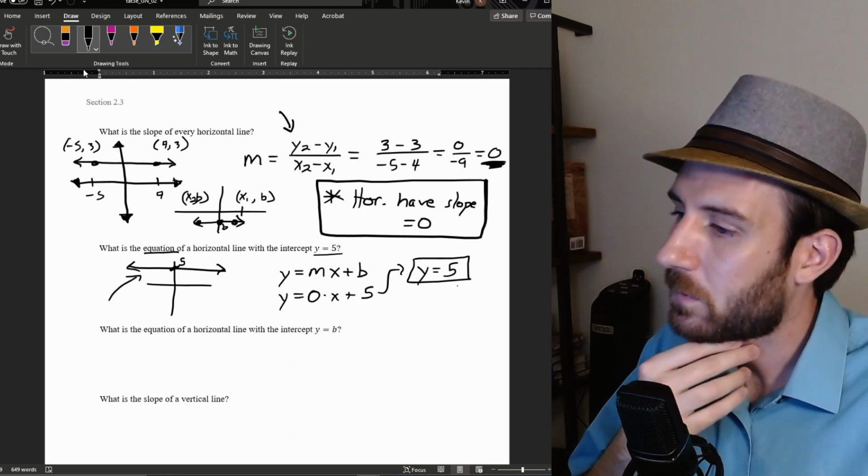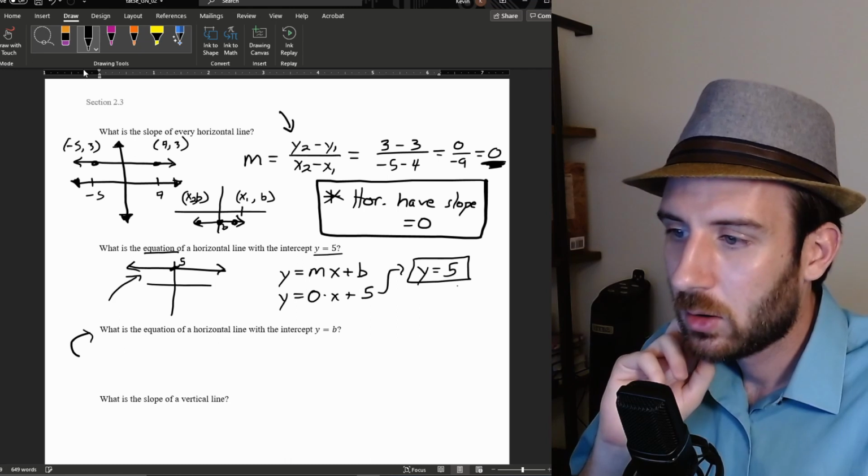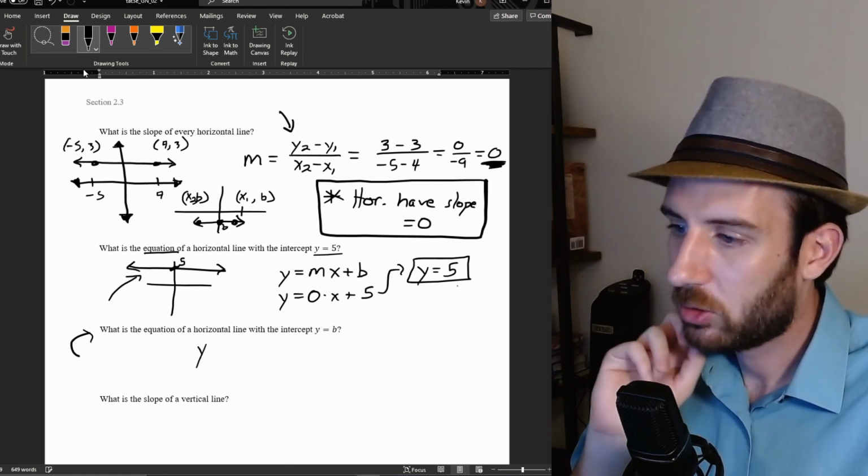What fun. Okay, what is the equation of a horizontal line with an intercept of y equals b? Oh, well, wouldn't that just be exactly what we had explored 2 questions ago?